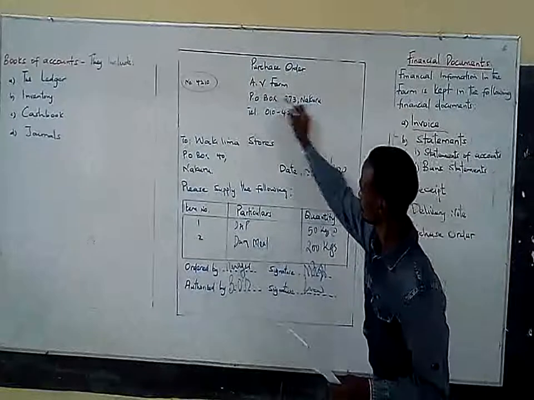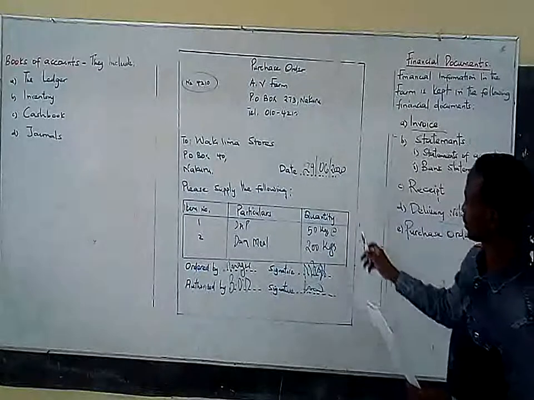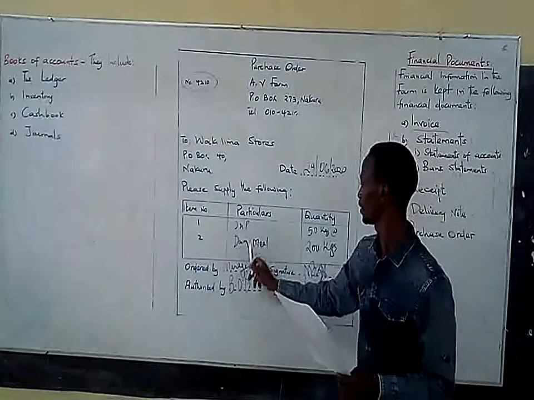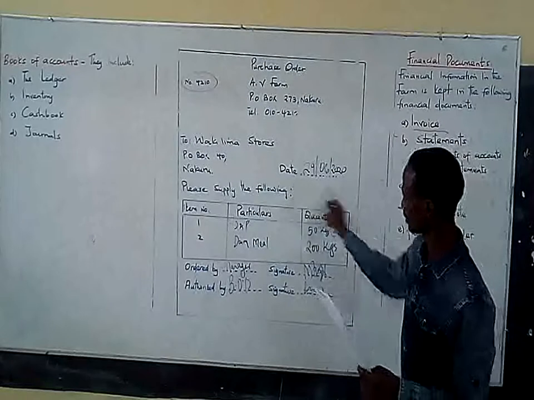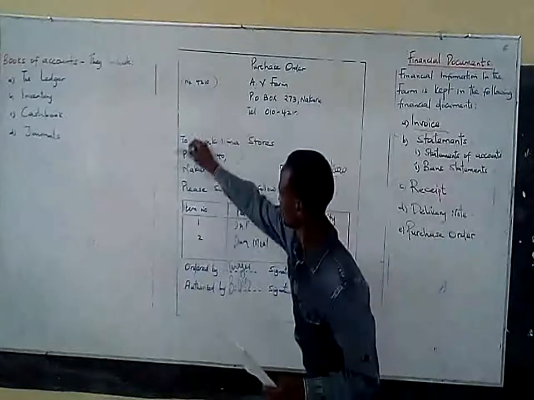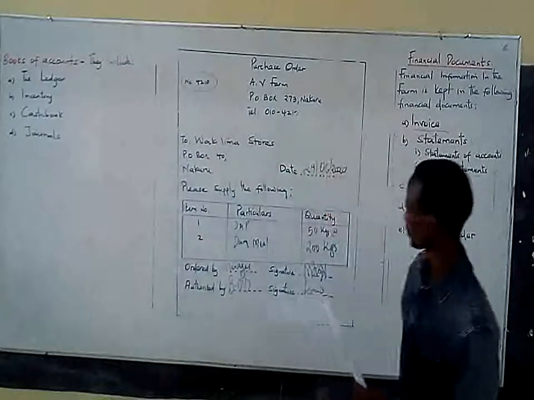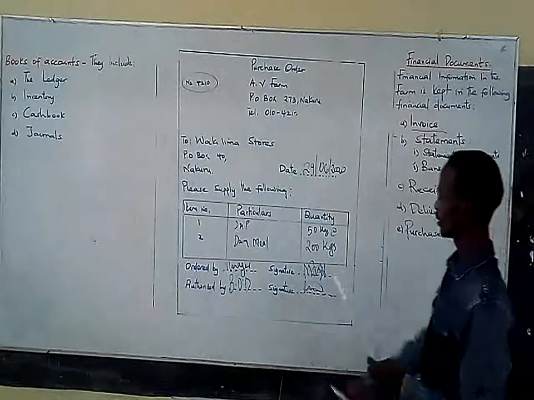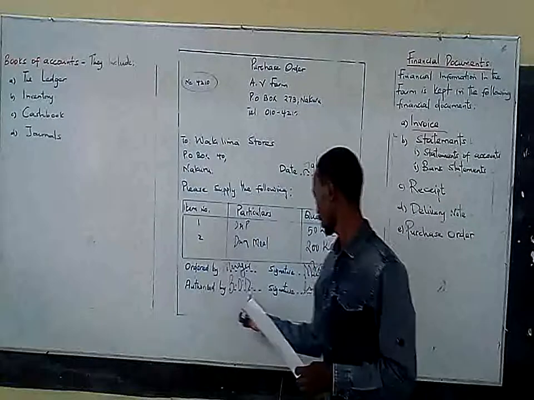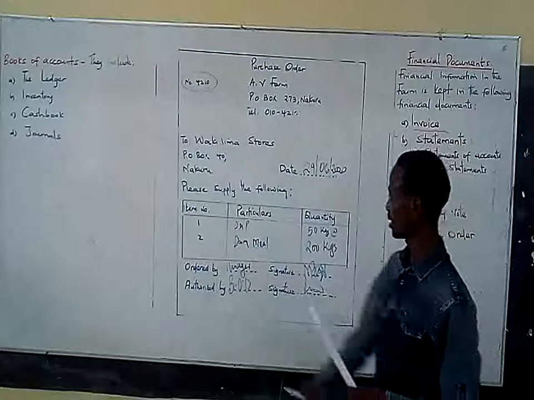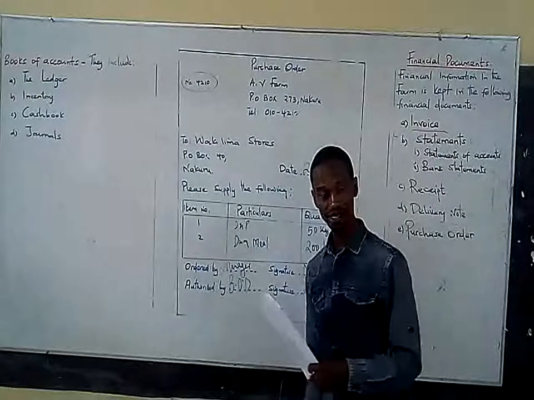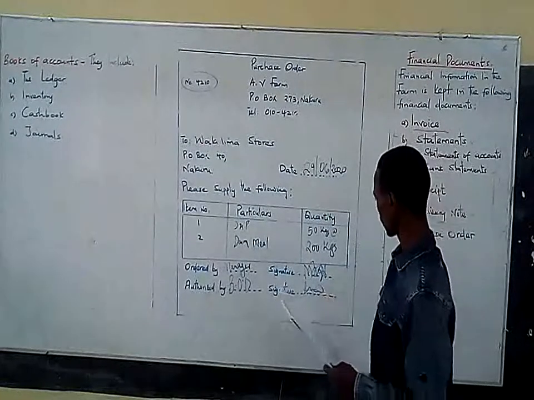So this is our farm, which is requesting the delivery of DAP and dairy meal by this date. And then this is the supplier, Prima stores, which is to supply us. This order has been placed by the manager, with the signature of the manager, authorized by the board of directors of the farm, and then you have the signature.